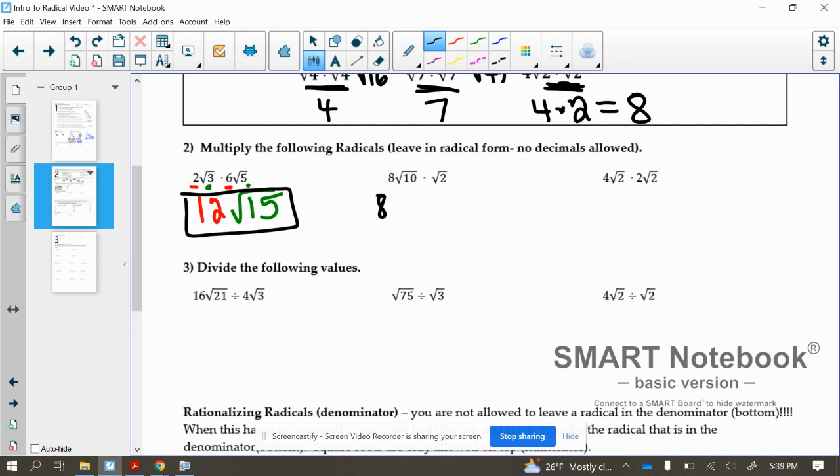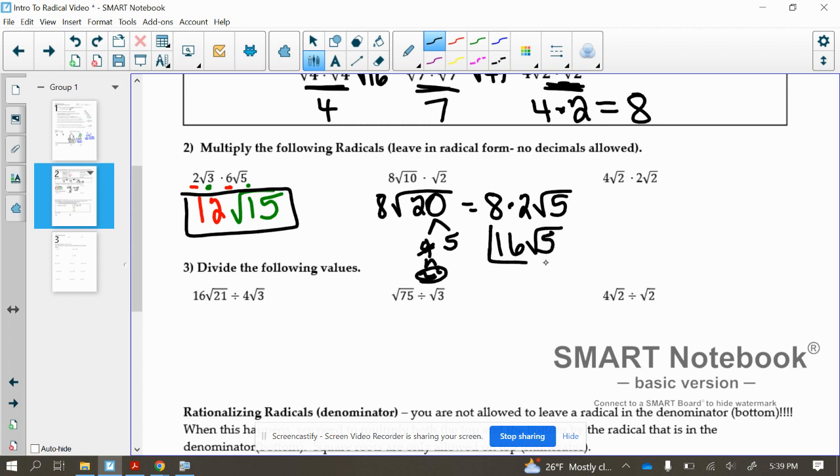Next one, we have 8 and then square root of 10 times 2. Square root of 2 is square root of 20. And we know from the first page that this is going to break down to be 4 times 5, and then 4 is a perfect square. So really this becomes 8 times 2 square root 5 for a final answer of 16 square root 5.